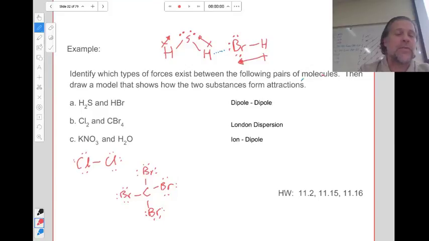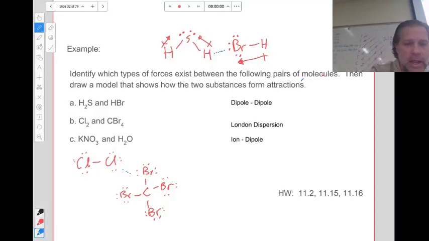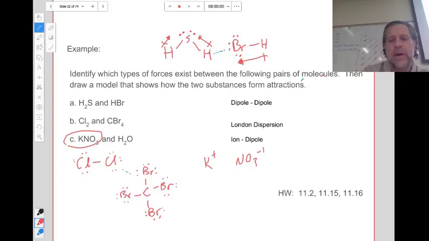So if there is no reason for these 2 things to have an attraction, we do know that there is a slight amount of attraction, and we call that London dispersion forces. Does that make sense? And then lastly, KNO3 and H2O. So KNO3, this is an ionic compound because it's a metal and a nonmetal. So I have potassium ion floating around, and I have nitrate ion, NO3 minus 1 floating around, and we're going to dump it in water.